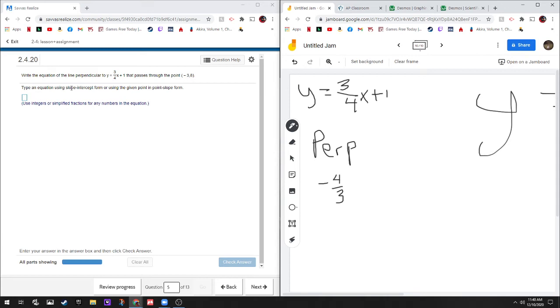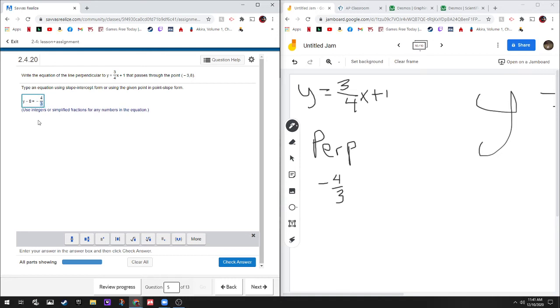Type an equation using slope-intercept form or using the given point and point slope form. Oh, they actually let me choose. I can do slope-intercept or point slope. Well, since they give me the point, why don't I just do point slope? Point slope says y minus y1, or what's our y value? y minus the y value, 8. And then our m is going to be negative 4/3, parentheses x minus our x value, negative 3. Oh, wait, I don't want to say minus negative 3. I want to say plus 3.